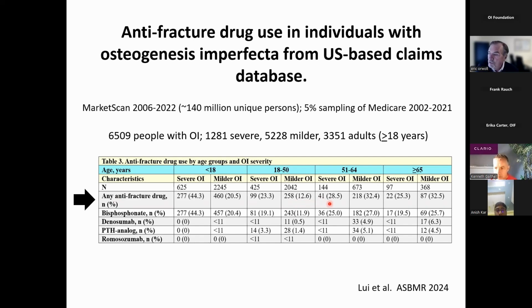Now, we don't know the indications that may have been present in all those 3,300 adults, but it seemed to us that that was a relatively small proportion of people with OI that had been treated, suggesting that there's a lot of opportunity to try and reduce fracture risk in adults with OI. So let's talk about what might be available to reduce fracture risk.